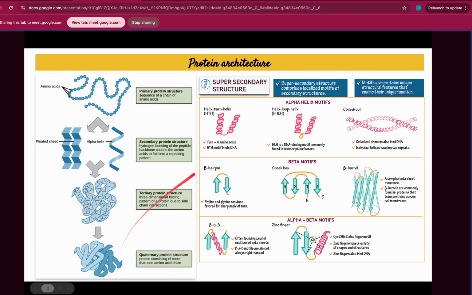Now along with this, a protein can also have super secondary structures. So this comes after the secondary structure. For example, in our protein, there could be a combination of multiple secondary structures, such as helix turn helix. So this is a combination of secondary structures which is quite unique for a protein. So this comes under super secondary structure, as it comprises localized motifs of secondary structures.